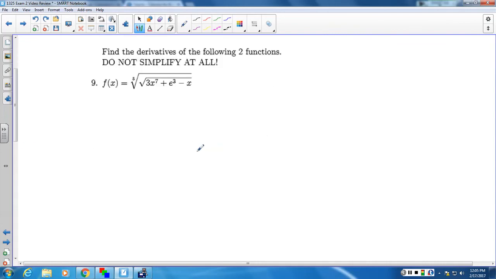Okay, now we're going to take the derivative and not simplify at all. I'm going to rewrite this first one though. 3x to the 7 plus e to the third, which is just a number by the way, minus x, all to the 1/2 power, but then all of that is to the 1/5 power. We have the 5th root of a square root. Power to a power you multiply. So this is really 3x to the 7 plus e to the third minus x raised to the 1/10.